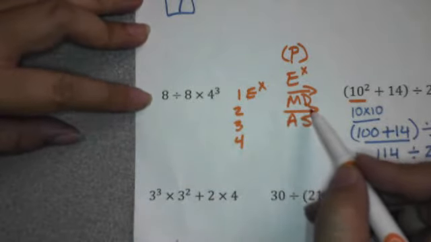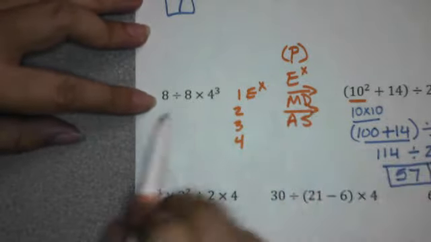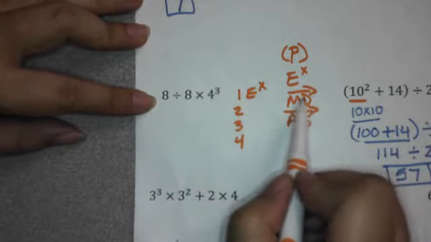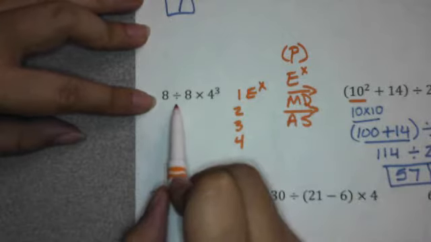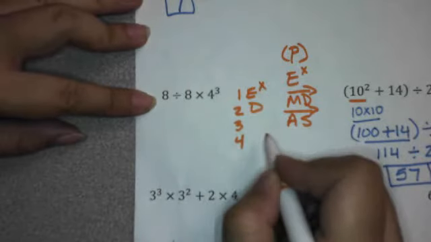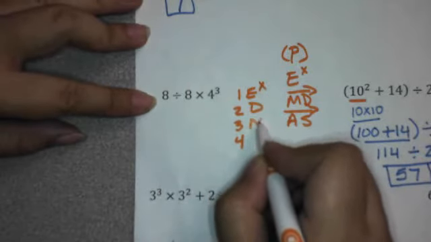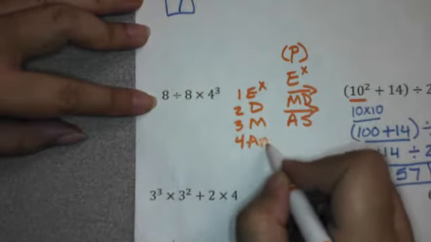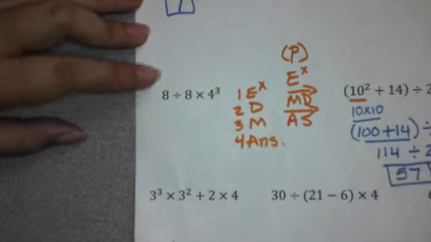Is there any multiply or divide? Yes, we do. And you got to go from left to right. That's what the arrow is for, from left to right. So I see division first and then multiplication. So step number 2 is division. Step number 3 is multiplication. The last step is your answer.